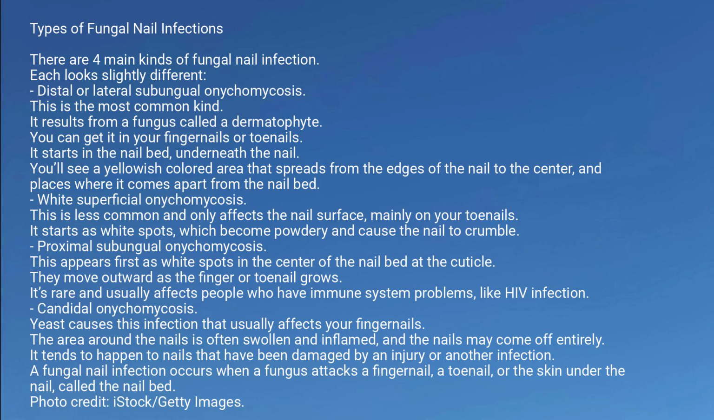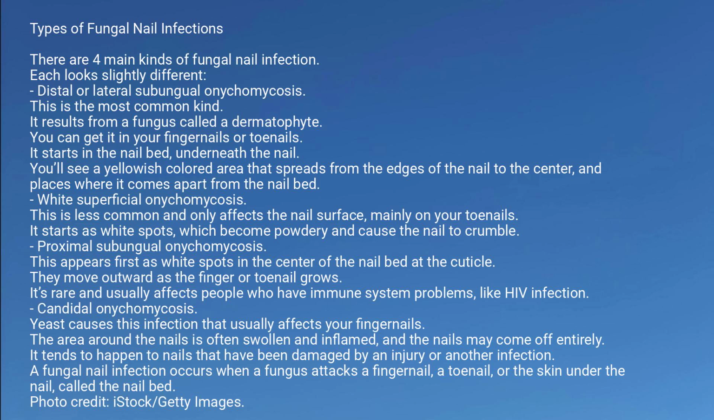White superficial onychomycosis. This is less common and only affects the nail surface, mainly on your toenails. It starts as white spots, which become powdery and cause the nail to crumble. Proximal subungual onychomycosis. This appears first as white spots in the center of the nail bed at the cuticle. They move outward as the finger or toenail grows. It's rare and usually affects people who have immune system problems, like HIV infection.